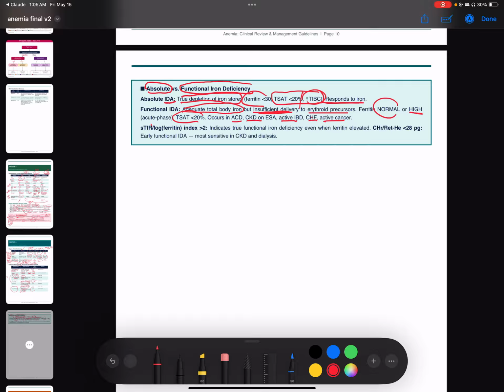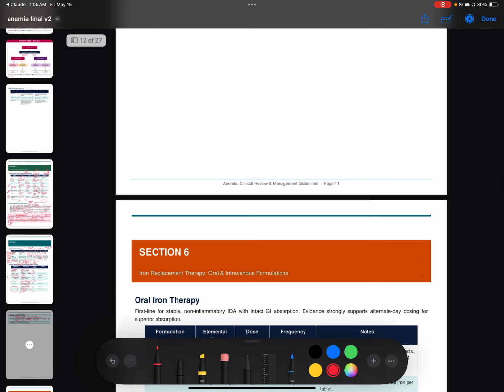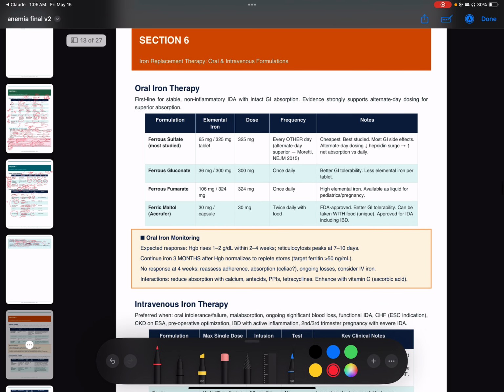And again, this index, the TfR over the log of ferritin index, if it's above 2, that means you have true iron deficiency anemia versus functional iron deficiency. We diagnosed iron deficiency. Now it comes to how to treat iron deficiency.